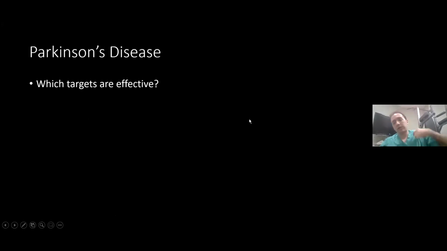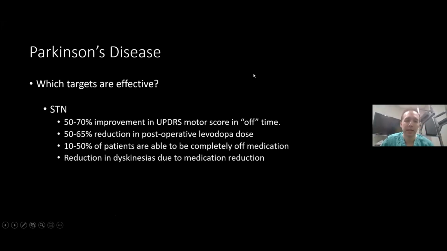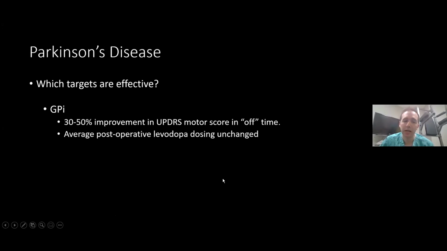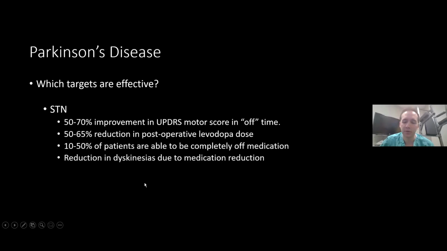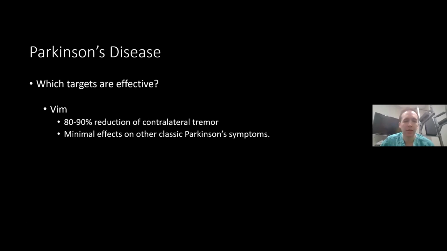So I've talked about a lot of different targets for DBS and lesioning, but what targets really are the ones that are most effective? You get the STN, as I mentioned, and these are kind of the globally quoted rates, which sound all pretty good. You have the GPI, again, you have 30-50% improvement in UPDRS, but you don't really have the kind of medication reduction that you do with the STN, which is kind of a big feature of that target. And then the VIM is more a target for tremors.